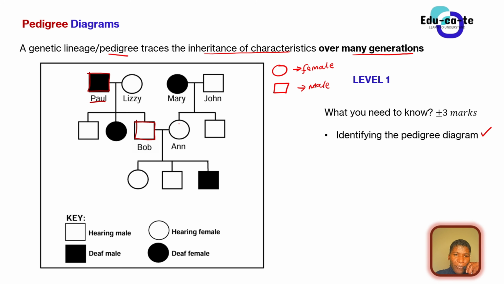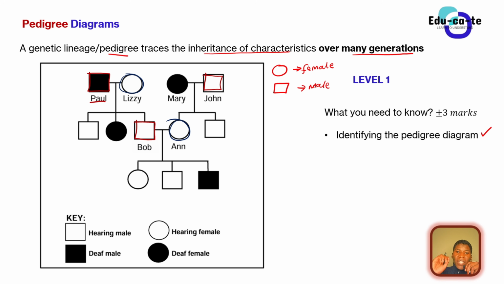Look at this. This is another one, John here. John has got a square, so John is a male. That's easy to see. Then you can see Lizzie here is a female, because she's represented by a circle. So you must know that these shapes represent individuals: the female individuals by circles, and the male individuals by squares.